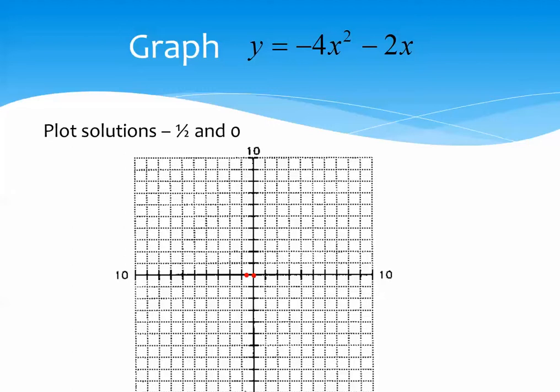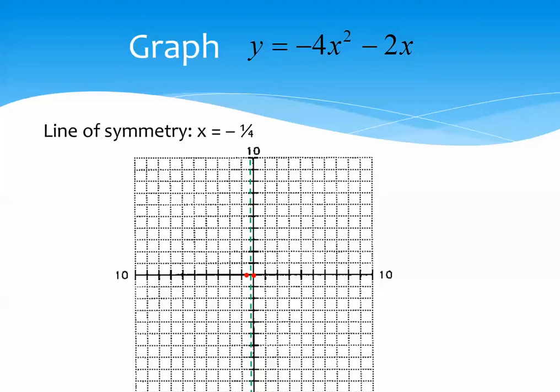Well, I can eyeball this, or I could use my line of symmetry. So let me see. If I use my line of symmetry, that'd be negative b, -2, over 2 times a, -4. I'm going to get -1/4. Okay, so whether you used the line of symmetry equation or you eyeballed it, in between 0 and -1/2 is -1/4, and we're going to eyeball that line in there, bink, and there it is.